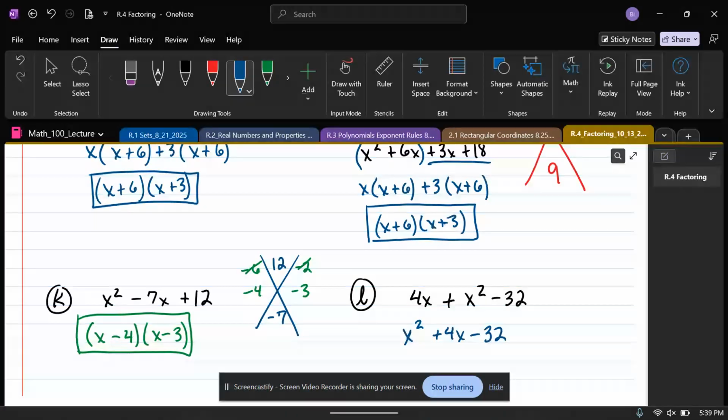Look for GCF. X squared doesn't have anything in common with the other two. The 4x and the 32 did, but the x squared messed it up. So no GCF. So I'm looking at how many terms. There's 3. So that's X method. What multiplies to be negative 32 and adds to be positive 4?